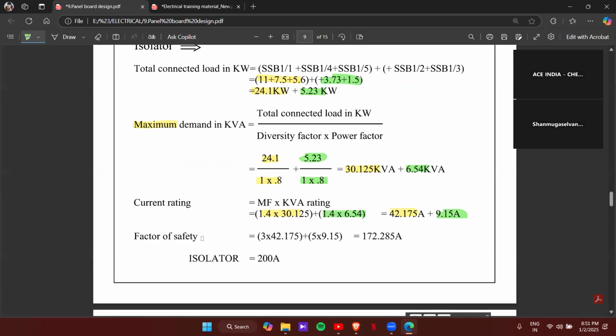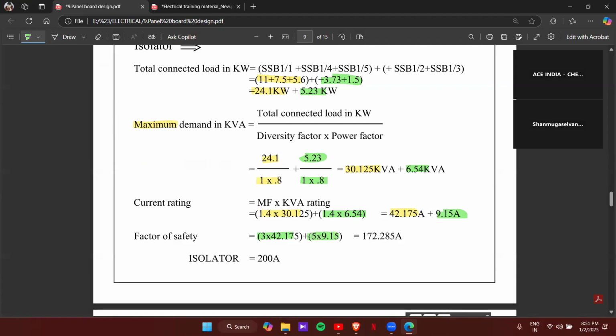for the star delta one, we have to take 3 times the starting current. Like 3 to 5 is the rating, so you can consider the minimum. So 3 into 42.17. And for DOL starter, it is 5 to 8 times, right? So what do we have to take?